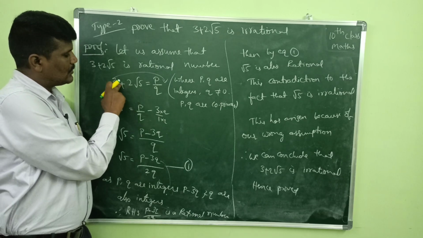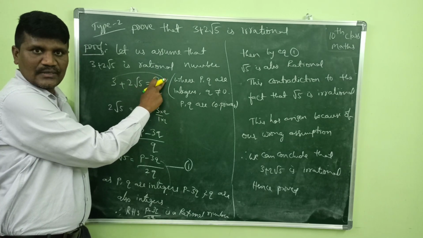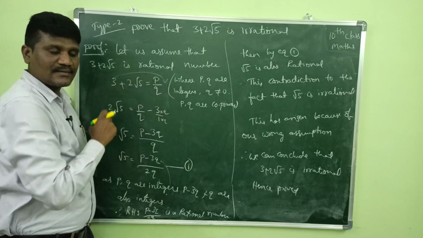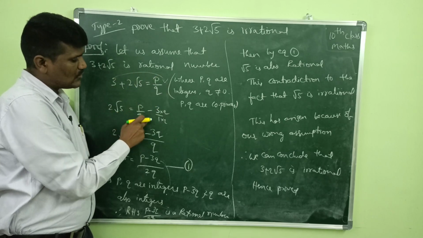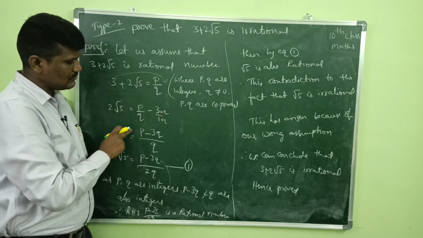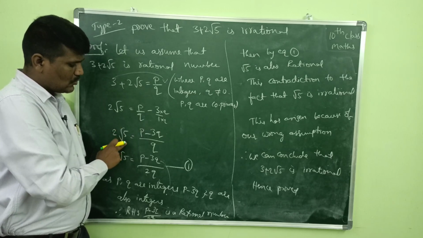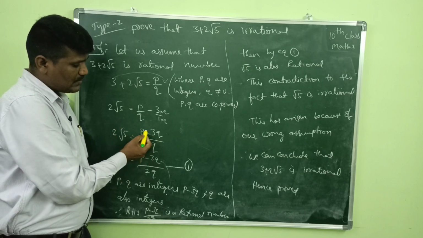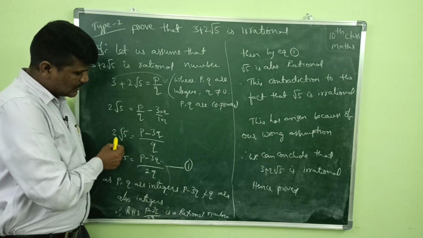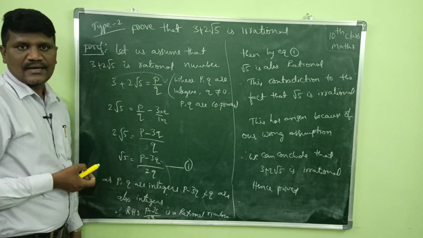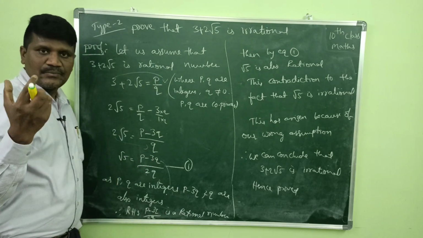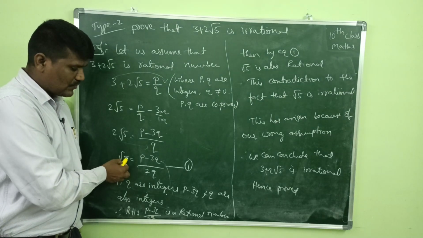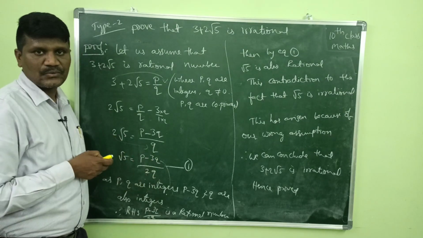Now I can send 3 to the right hand side. So 2 root 5 is equal to p by q minus 3. So minus 3 will be 2 root 5 is equal to, q is the LCM, p minus 3q by q. So again 2 I should send to the right hand side, because the left hand side should be purely an irrational number. So root 5 is equal to p minus 3q by 2q.